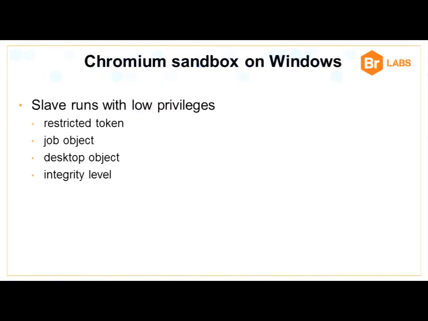For example, the slave runs with low privileges, for instance restricted tokens, job object, desktop object, and integrity levels. These are the OS controls available to minimize the access of the slave.